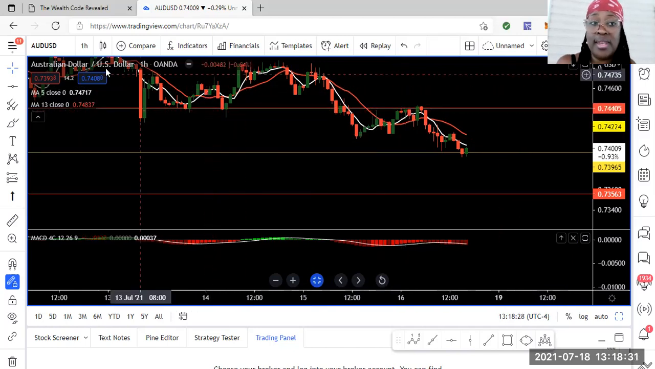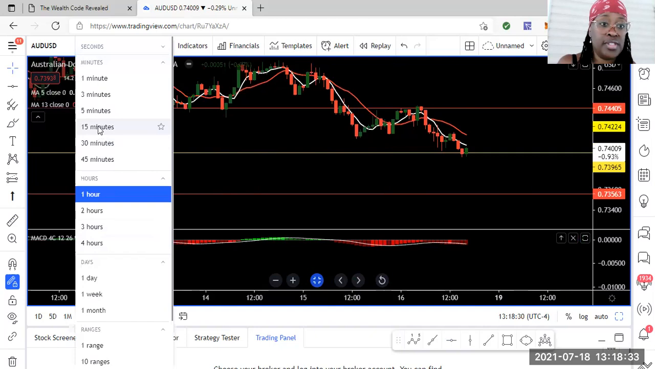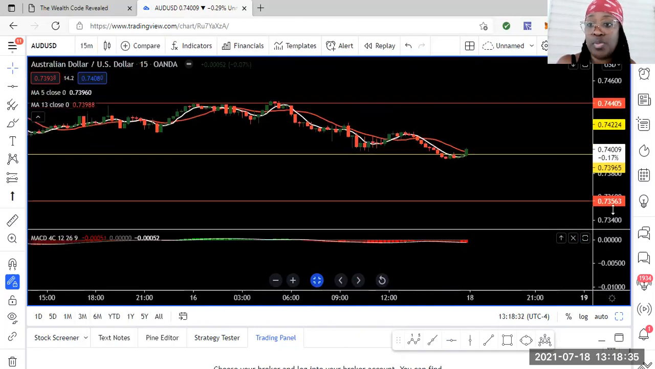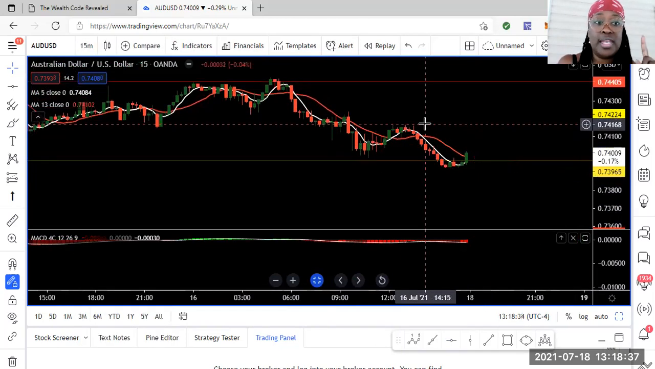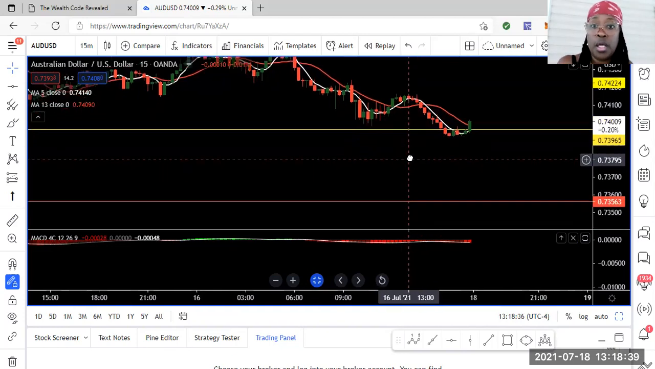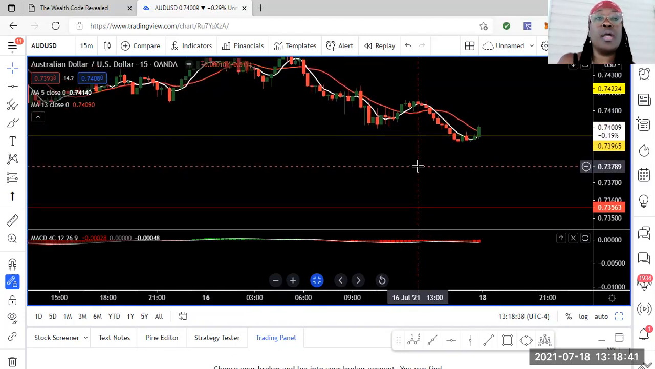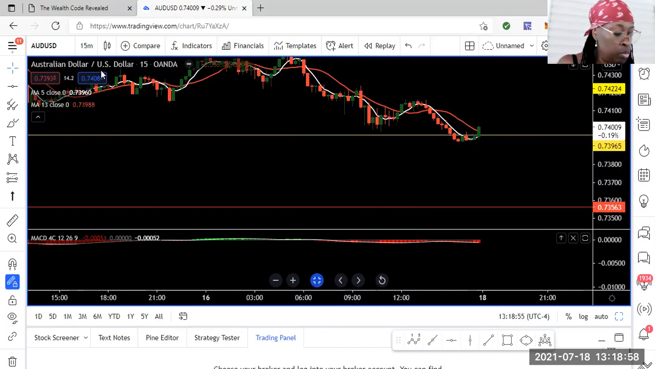And where will I get in? On the 15-minute. Same price points, but I'm going to get in on the 15-minute. Because how many 15-minute candles make up one 1 hour candle? That's 4. So there's 4 candles that I can catch this move early on before the whole 1 hour candle has closed. And that's the principle behind getting in early. Okay, so hopefully that has helped.